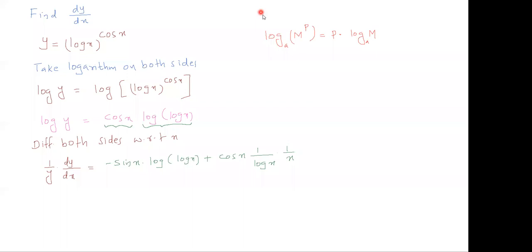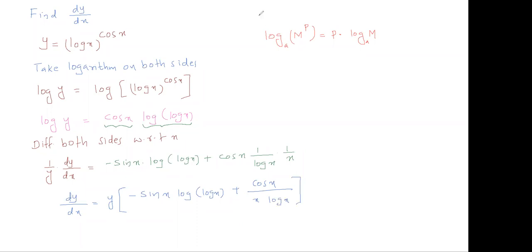Now, therefore dy by dx is equal to, cross multiply with y. So dy by dx is equal to y into minus sin x log x plus cos x divided by x log x.